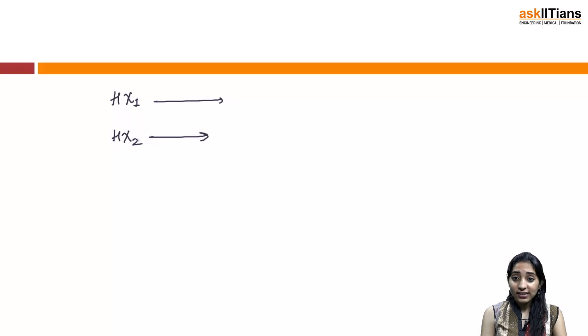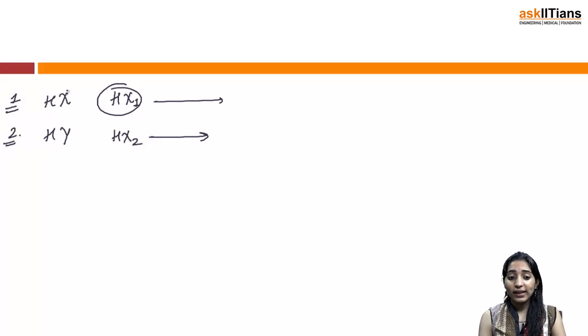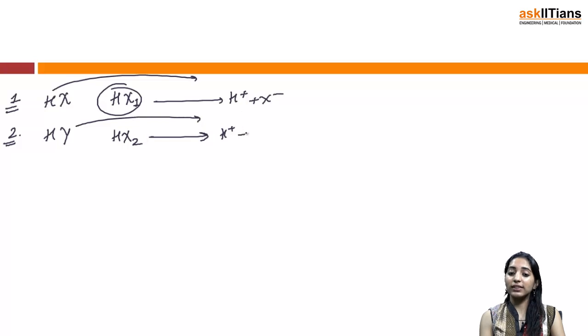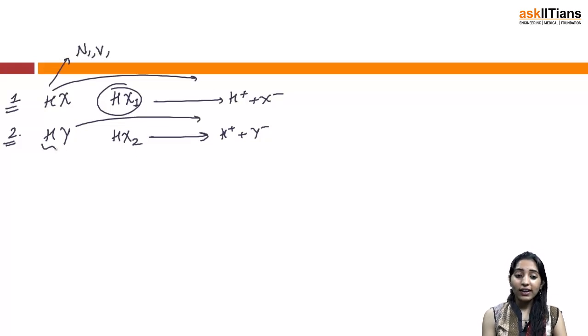This 2 is not what we meant by the second, there would be a 2X. Rather than writing it this way, let us say there is a strong acid HX and a strong acid HY. This is our acid number 1 and this is our acid number 2. Since both are strong acids, HX dissociates to form H positive plus X minus. Similarly, HY dissociates to form H positive plus Y minus. Let's say HX has normality N1 and volume V1, and HY we are taking of normality N2 and volume V2.